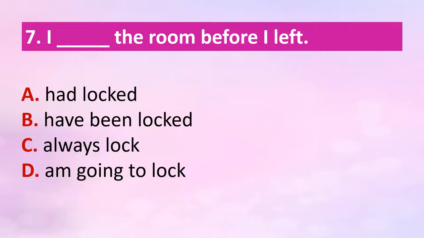Question number 7. I dash the room before I left. Option A, had locked. Option B, have been locked. Option C, always lock. Option D, I'm going to lock. The correct answer is option A, I had locked the room before I left.